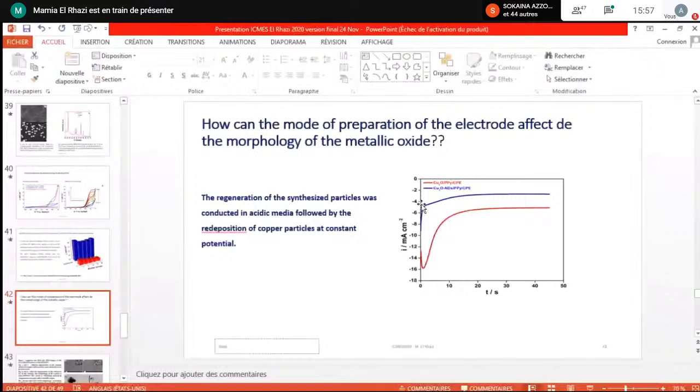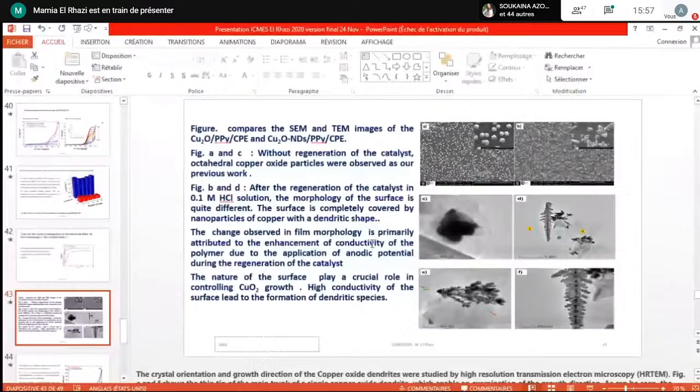So the nature of the surface plays a crucial role in controlling copper oxide growth. High conductivity of the surface leads to the formation of dendritic shapes. And you can see here the difference between the two electrodes. As can be seen, a higher current density was obtained at the copper nanodendrites compared to the first one, the catalyst prepared without regeneration of the electrode.